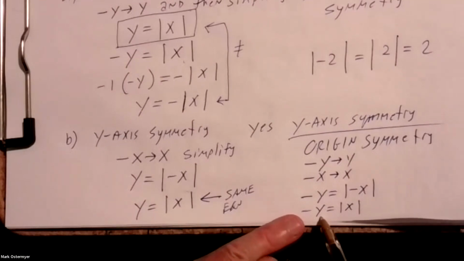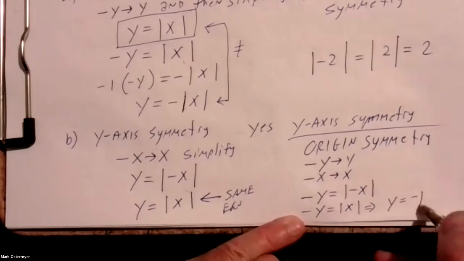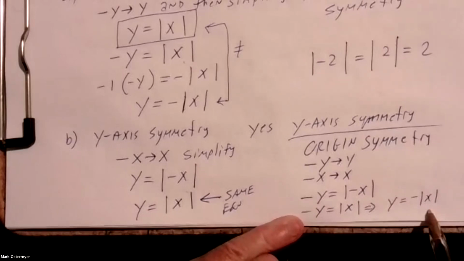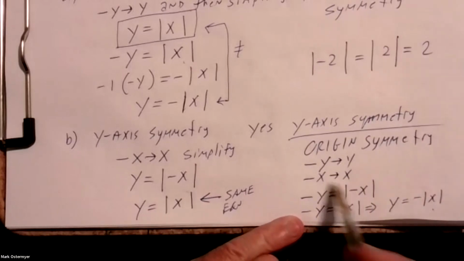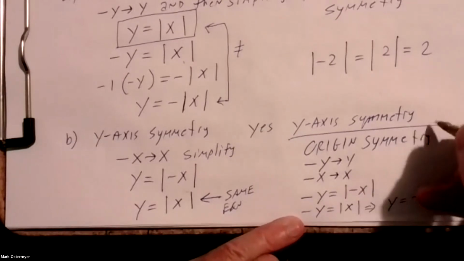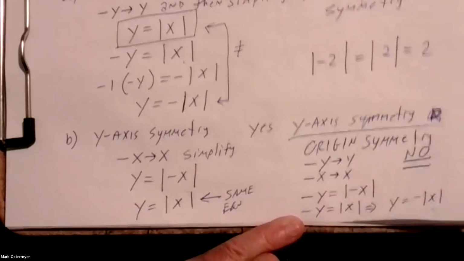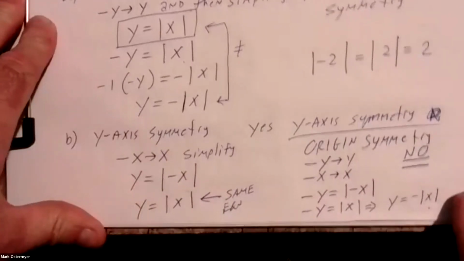If I multiply both sides of the equation by -1 and try to get back positive y, the problem is I would have a negative on the right side. Bottom line, ladies and gentlemen, is I cannot get back my original equation after replacing y with negative y, x with negative x, and simplifying. And so therefore the answer is no. There is no origin symmetry. Okay? No origin symmetry.